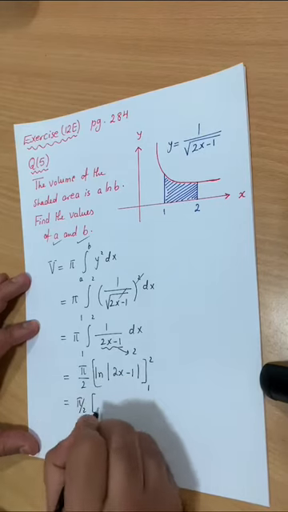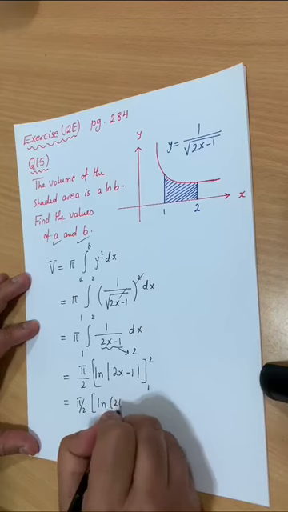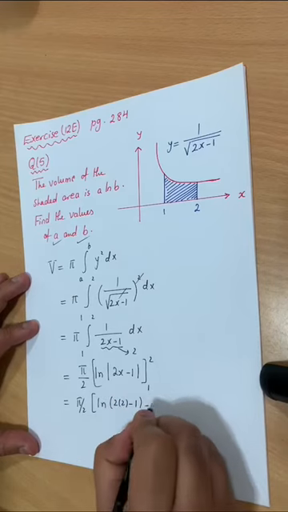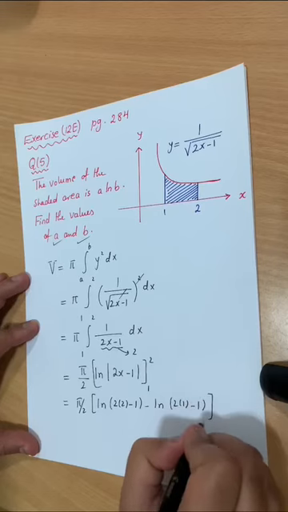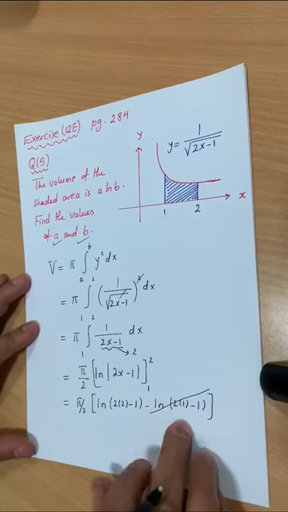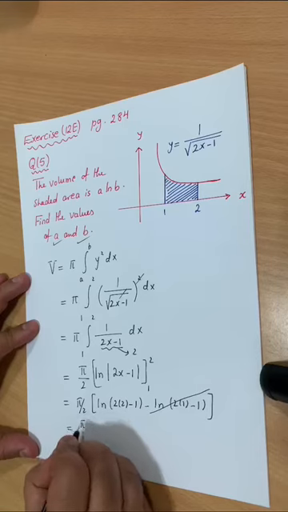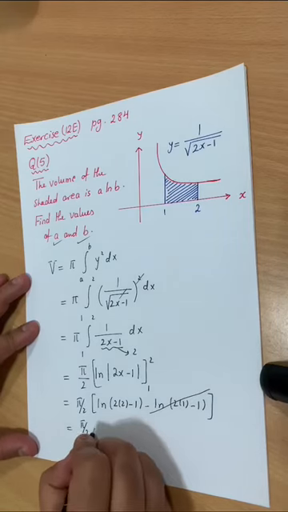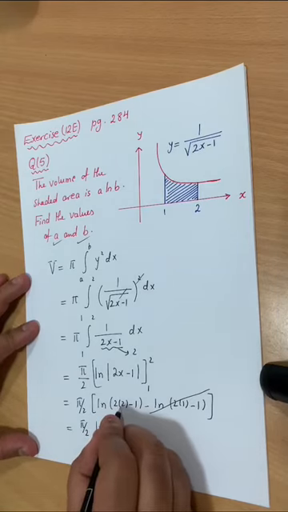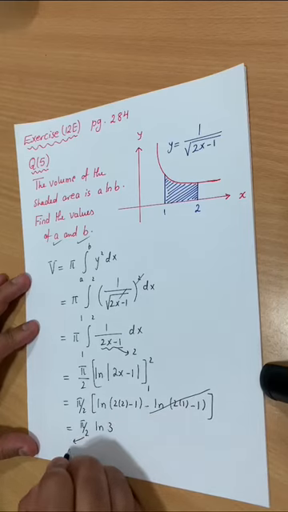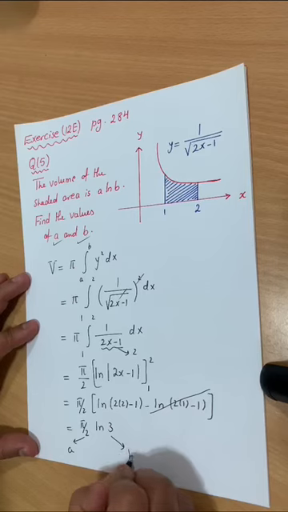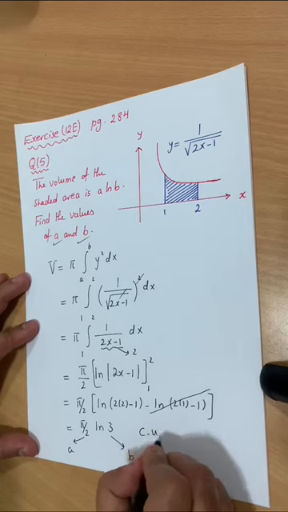Now once replacing 2, ln of 2 times 2 minus 1, minus ln of 2 times 1 minus 1. So this is completely cancelled because it's ln 1. Pi over 2, ln of 2 times 2, 4 minus 1 is 3. So this is the value of A and this is the value of B, cubic units.